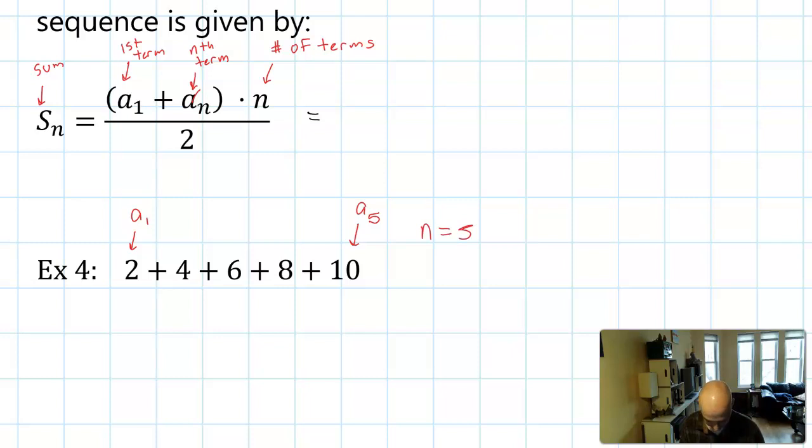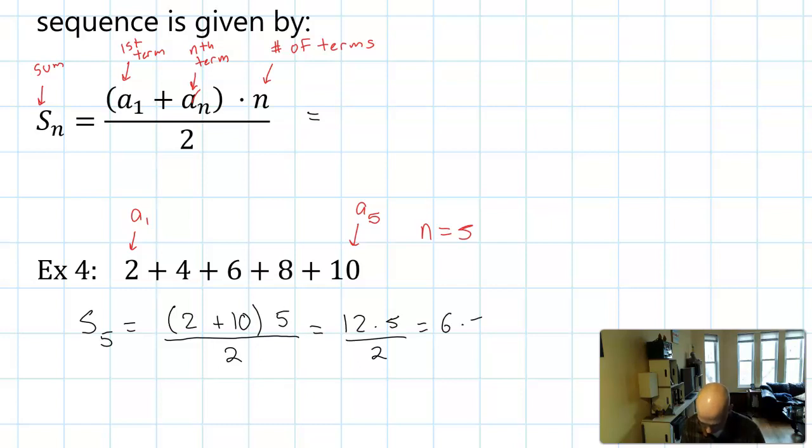There's 5 total terms. So the sum of the first 5 terms of this sequence should be given by a1, which is 2, plus a5, which is 10, times the number of terms, 5, all over 2. Okay, so that's 12 times 5 all over 2. Instead of doing 12 times 5, let's do 12 over 2. That's the same as 6 times 5, or 30. So my formula pretty quickly shows me that the answer should be 30.